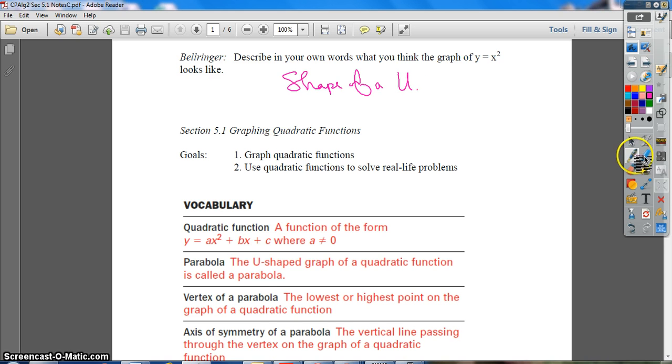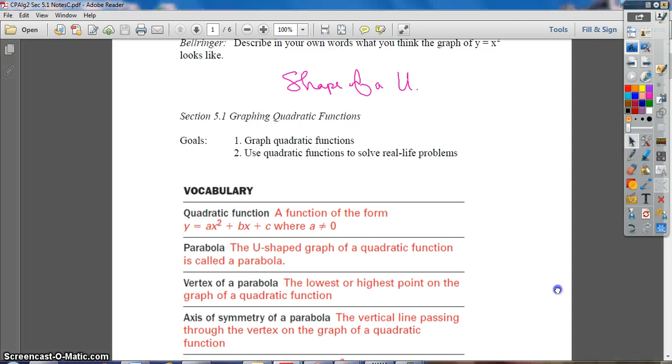So let's talk about our quadratic functions. Anything that has an x squared in it, or a degree of 2. A cannot equal 0, because then it would be linear. You have a U-shaped graph, the vertex of the parabola is the lowest or highest point of the quadratic, which also then leads you into the axis of symmetry.